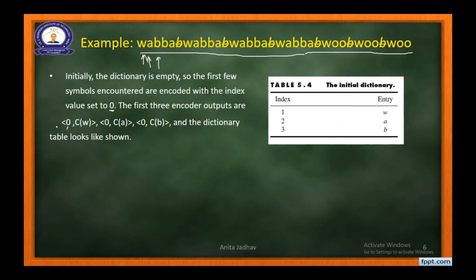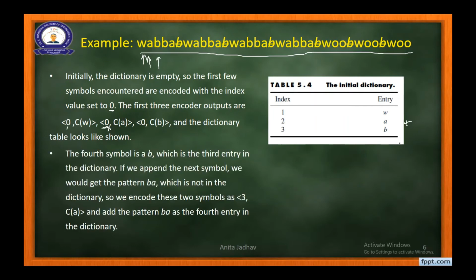So you have sent 0, and now you make a new entry in the dictionary as 1 corresponding to W. Then you write for the second. You say no match, so it is not there in the dictionary, and you include it in the dictionary. This is the second entry you have. Similarly for the third, you send a 0 and you include that particular letter in the dictionary. So the initial dictionary will look like this.